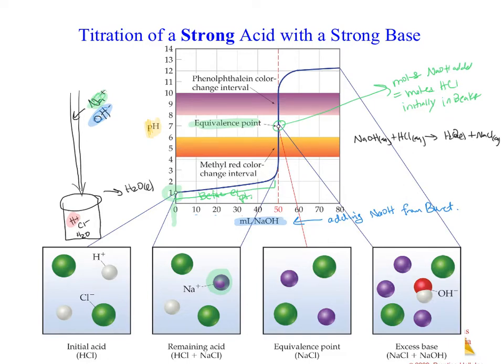So at the equivalence point, we have only products in the beaker because you've added a 1-to-1 mole ratio of the reactants. And so this is our example of at the equivalence point. So what I have here are my sodium cations and my chloride anions. And of course, water. And then we call the zone beyond the equivalence point this region past the equivalence point.